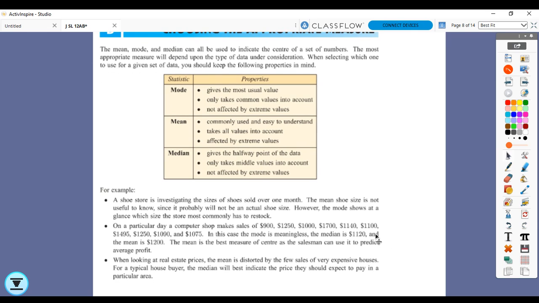And finally, when looking at real estate prices, the mean is distorted by the few sales of expensive houses. For a typical buyer, the median will indicate the price they should expect to pay in a particular area. So it's all about how you want to analyze your data.